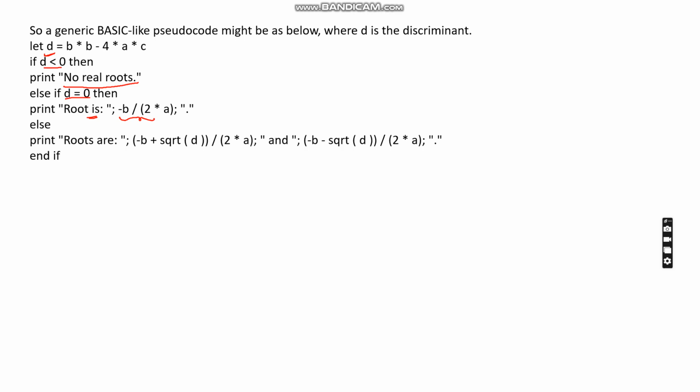The roots are real and different. Minus b plus square root of d by 2 is the first root, and the second root is minus b minus square root of d by 2. In this way, we can write the pseudocode.